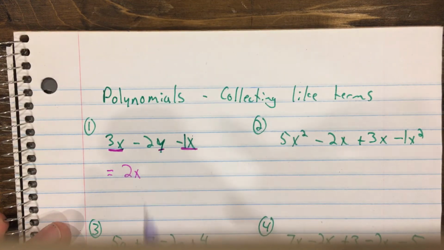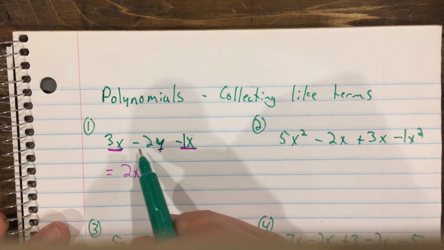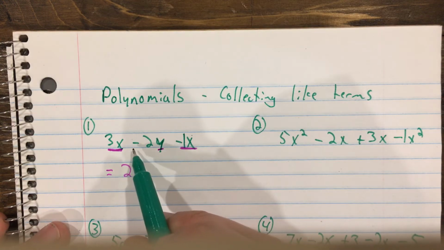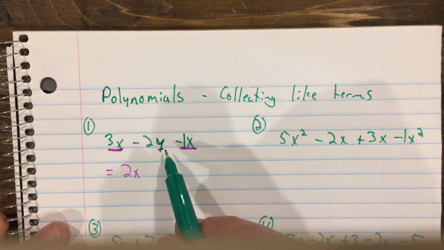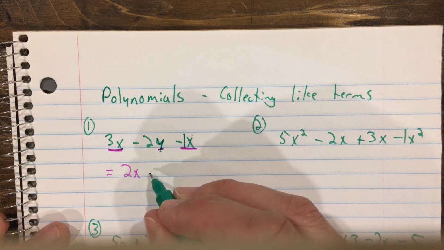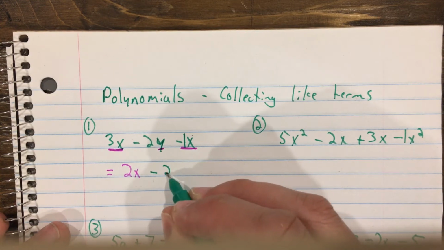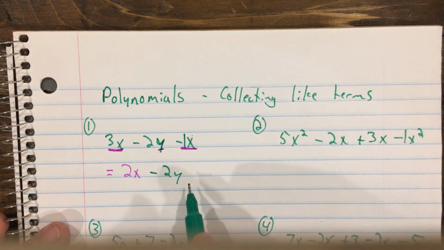There's nothing for this negative 2y to go with. And again, that sign is owned by that number. So that is a negative 2y. You may be used to calling it minus 2y. It's the same thing. I'm going to call it a negative 2y. So right beside this, I just put in negative 2y. And that's your final answer.